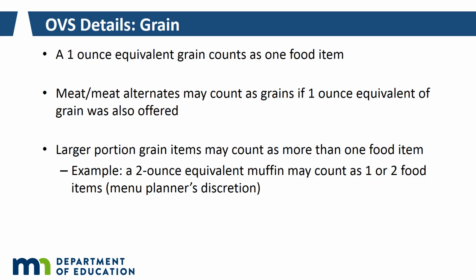Now let's talk about a few offer versus serve grain details. A 1 ounce equivalent grain counts as 1 food item. Meat alternates may count as grains if 1 ounce equivalent of grain was also offered. And larger portion grain items may count as more than 1 food item. For example, a 4 ounce muffin, which credits as 2 ounce equivalents of grain, may count as 1 or 2 food items.